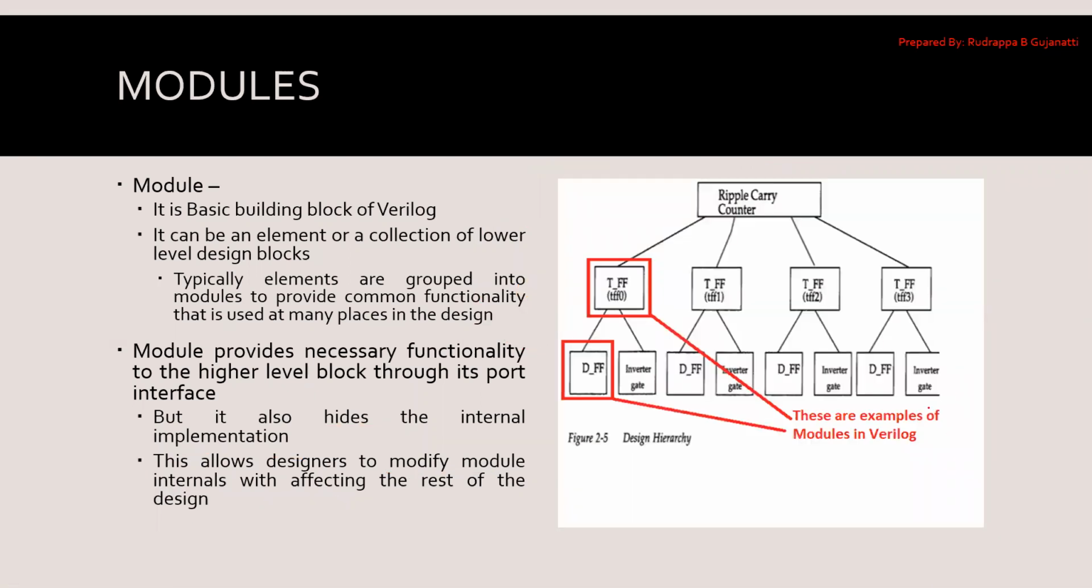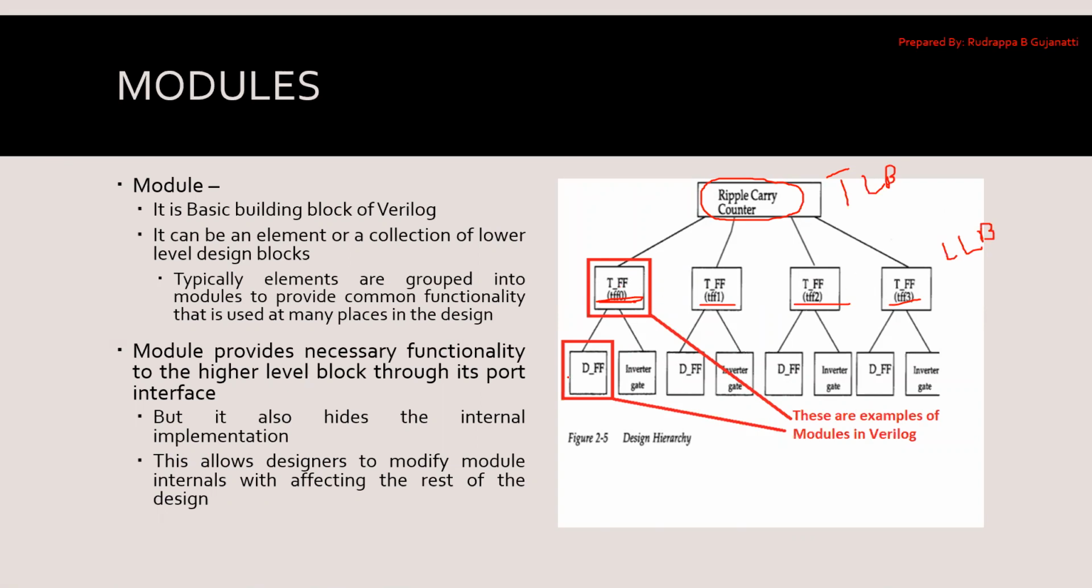Now, in the previous lecture we had discussed the ripple carry counter. The ripple carry counter is the top level block which can be built using T flip-flops. Here there are 4 T flip-flops, which implies that it is a 4-bit ripple carry counter. You are implementing a 4-bit ripple carry counter. So this is the top level block, and this is the lower level block.